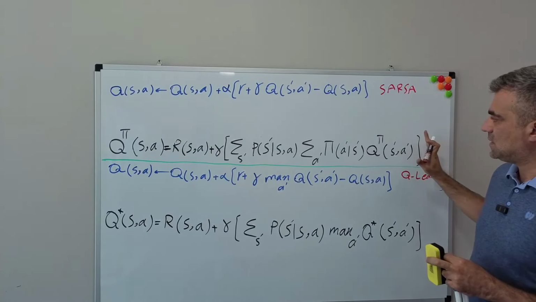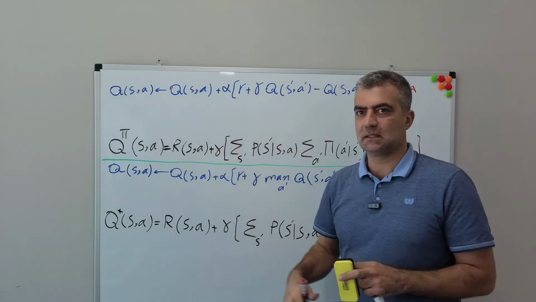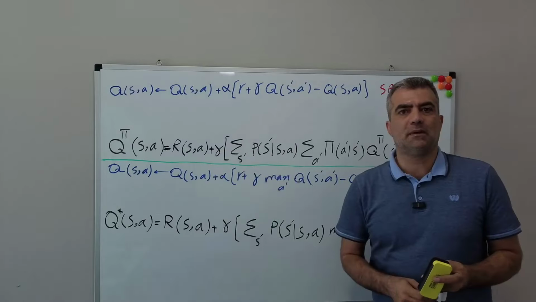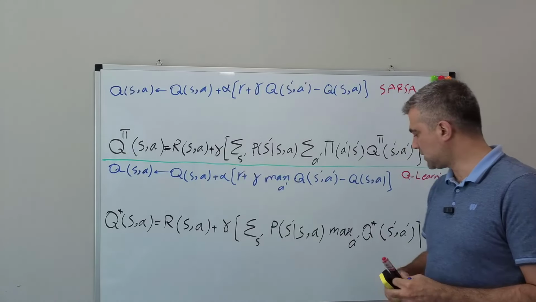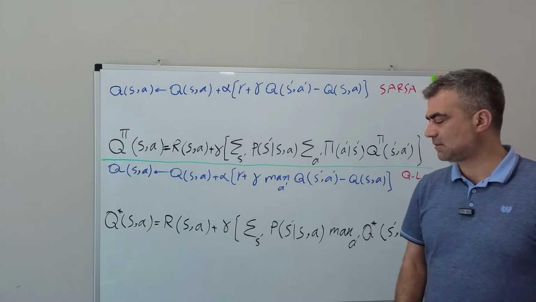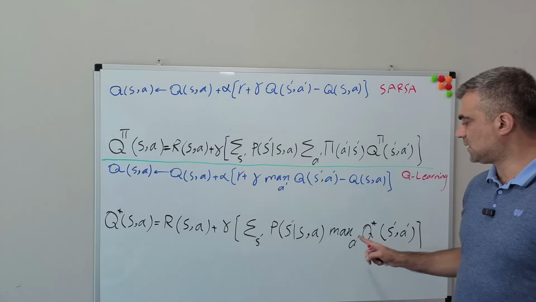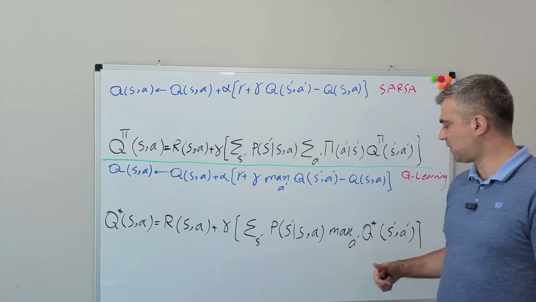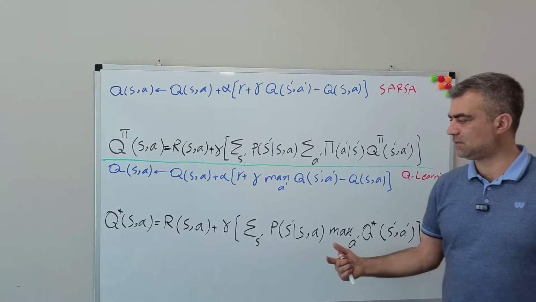So this was for the time that we consider a policy. We are realistic. Okay, now let's go to the situation where you are optimistic and you consider the maximum possible reward from the future state. So how do you act?